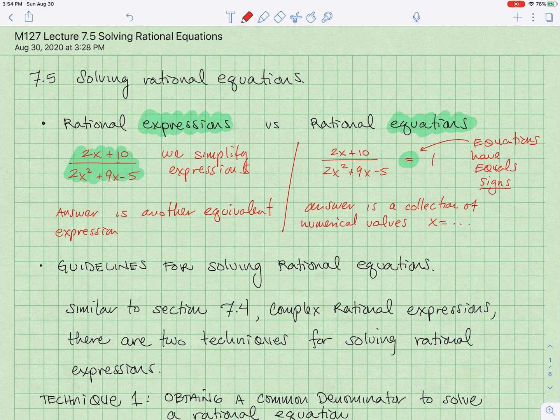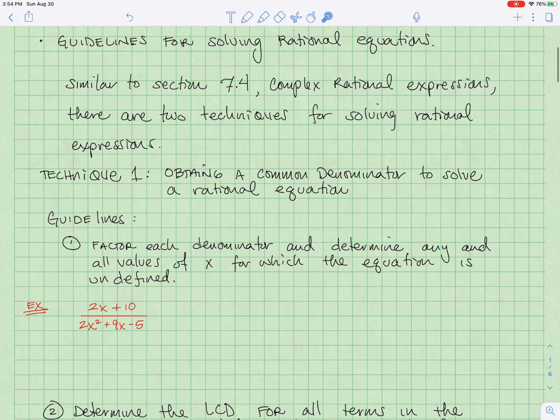So let's take a look at some guidelines for solving rational equations. The guidelines for solving rational equations are as follows. They're real similar to section 7.4, complex rational expressions. There are two techniques for solving rational equations. One of those is obtaining a common denominator. So technique number one, obtaining a common denominator to solve a rational equation.